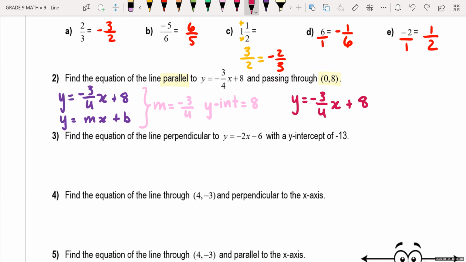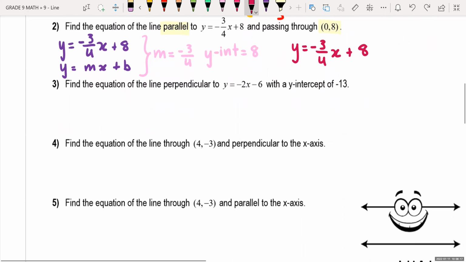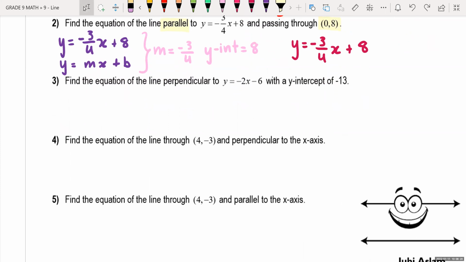Let's try question B3. Find the equation of the line perpendicular to y is equal to -2x minus 6 with a y-intercept of -13. So let's try that one. I'll go ahead and write the equation on the side over here. We have a random line that they've told us, y is equal to -2x minus 6. Luckily, this is in the form y is equal to mx plus b. So can you tell me what the slope of this random line is?